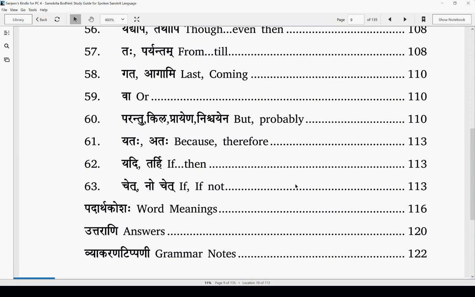Then chet, no chet. Now this yadi tarhi, in a similar way, chet can be used. Chet means if. So instead of yadi tarhi, chet can be used. Example, udaharanam: yadi vrishti bhavati, tarhi vrukshaha phalanti. So instead of that, we can say vrishti bhavati chet vrukshaha phalanti. So we can remove both yadi tarhi and just use one chet. Otherwise we can use no chet. Vrishti bhavati chet vrukshaha phalanti, no chet vrukshaha shushyanti. The trees will dry up.